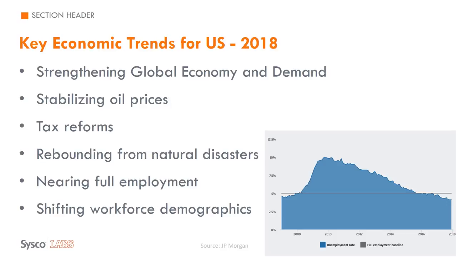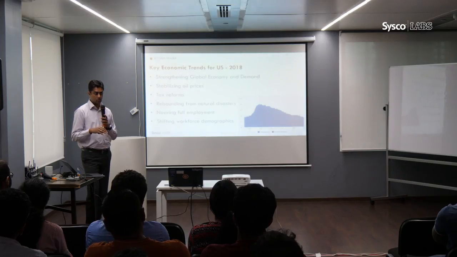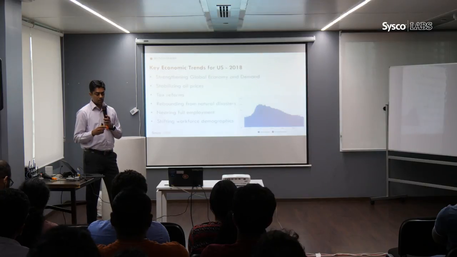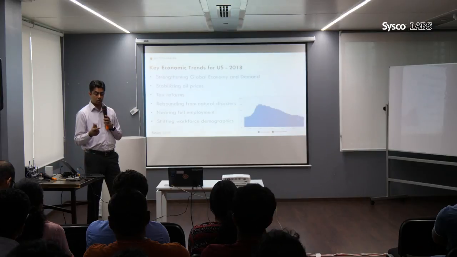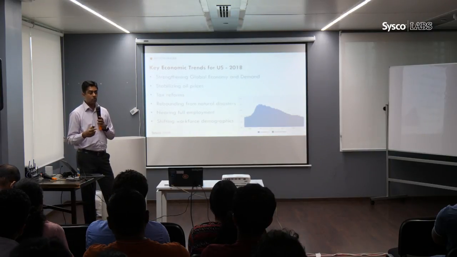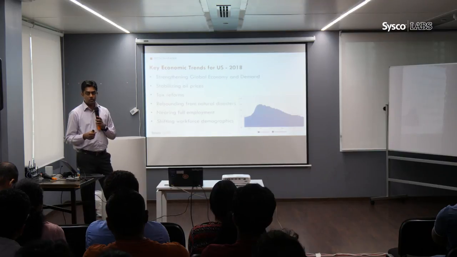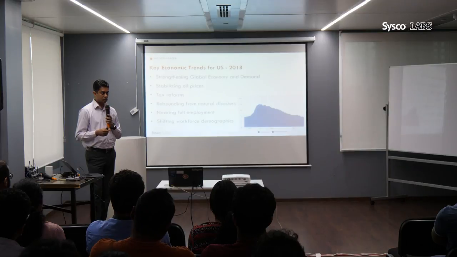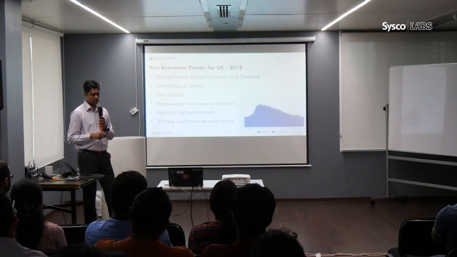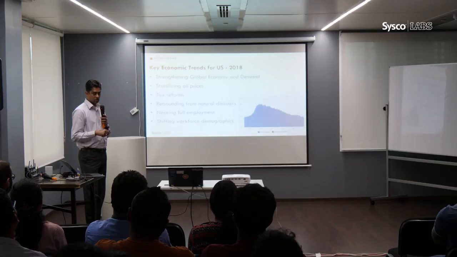Stabilizing oil prices. I know oil prices have ups and downs. I think it's rising again, but largely speaking, the oil prices are serving well for the US as a whole. Believe it or not, by 2016, US had become the largest fuel exporter in the world. A lot of people think it's the Middle East, but US became the largest exporter of fuel by 2016. I don't know the current picture, but they achieved that in 2016.